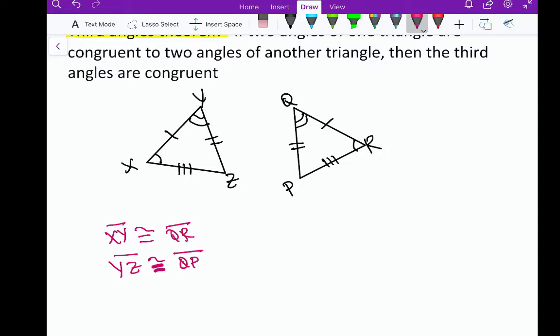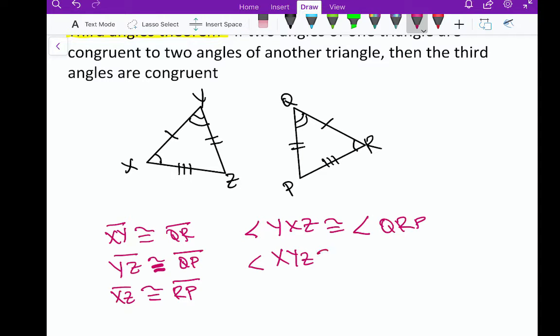Notice that I'm using the segment notation with the congruency, not equals, because segments aren't equal, distances are equal. And then the last one is segment XZ is congruent to segment RP. So I have three segments congruent to another three segments, so I'm good on that front. Now we need to look at the angles. Okay, so angle YXZ is congruent to angle QRP, and then angle XYZ is congruent to angle PQR.